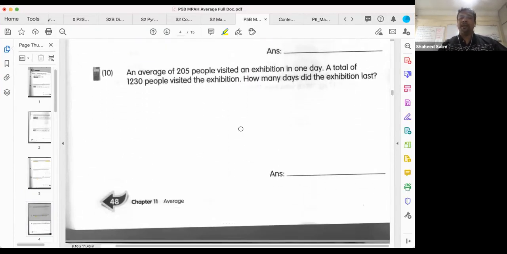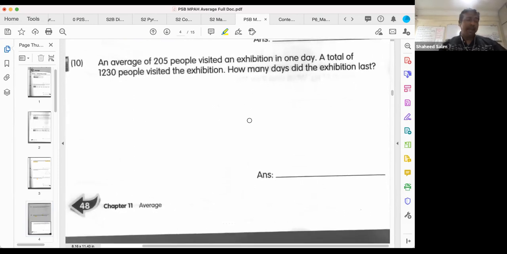See, but PSLE coming, I'm not so concerned about meaning. I want we have the marks. Yes, it's all connected. We try now. How many days did the exhibition last?